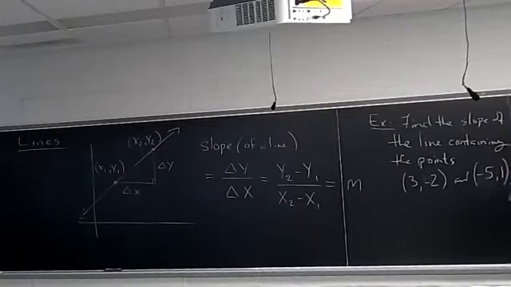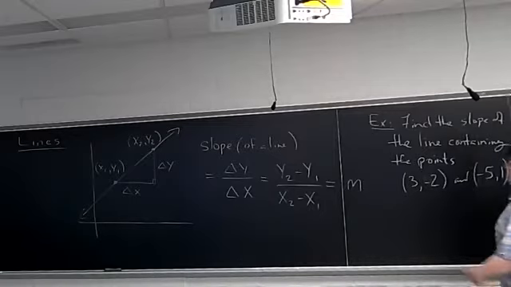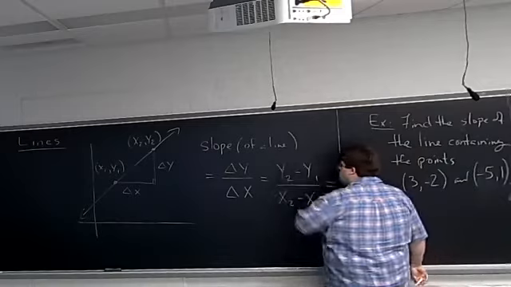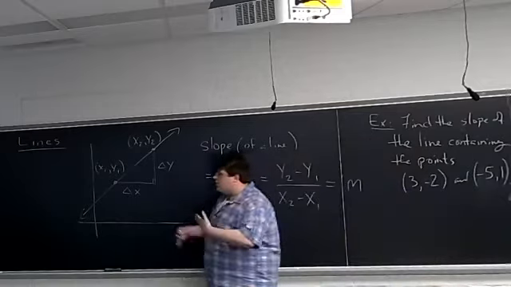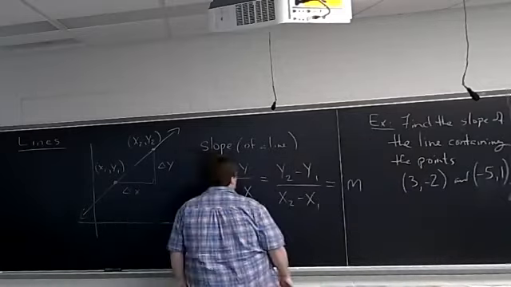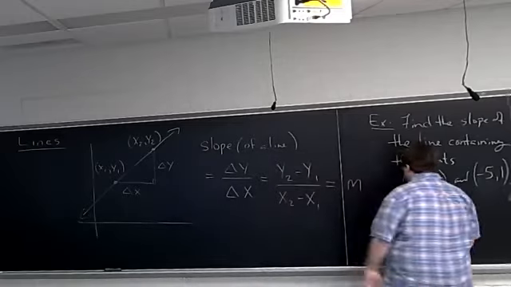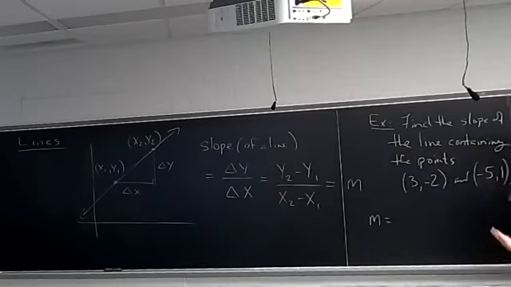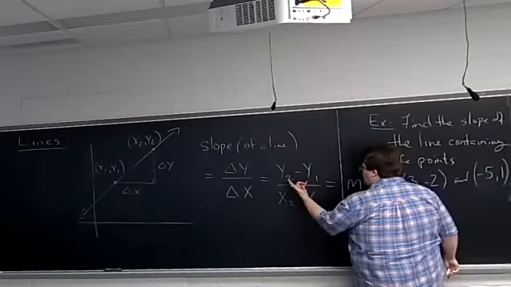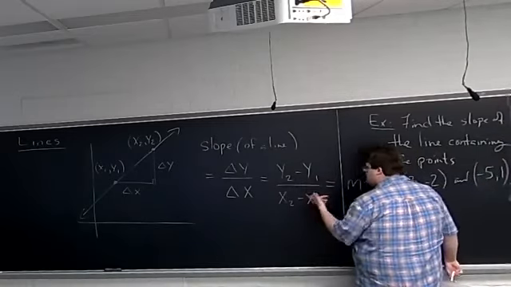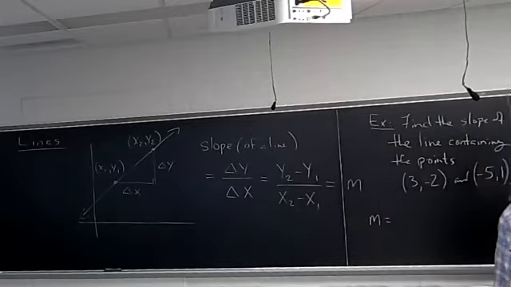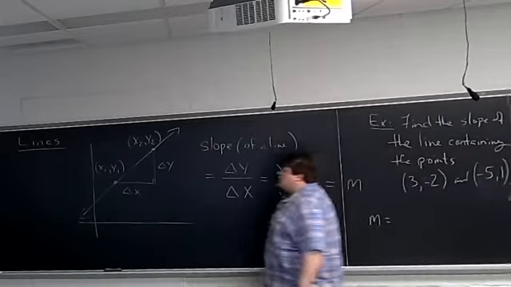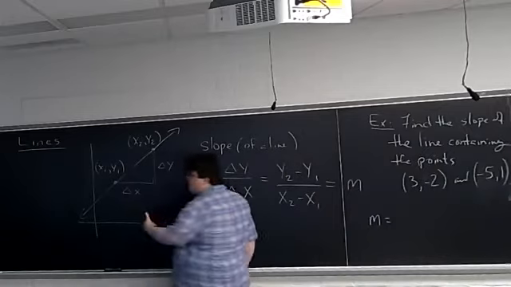Find the slope of the line containing the points (3, -2) and (-5, 1). Well, we need the vertical change divided by the horizontal change, or we could follow that formula. So we'll say m equals, and in this equation you could write y1 first, y2 second, x1 first, x2 second, if you want, as long as you're starting at one point and ending at the other.